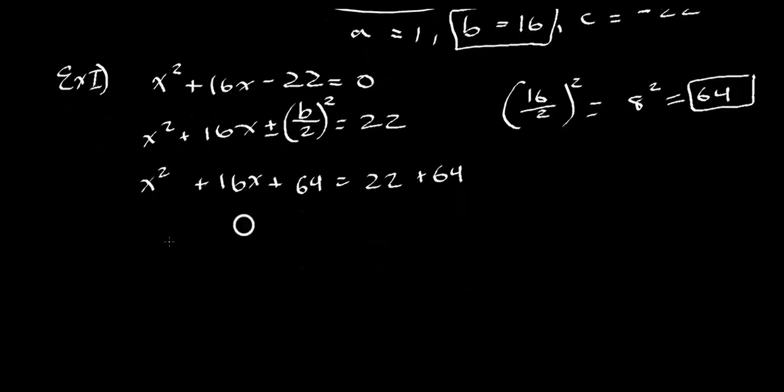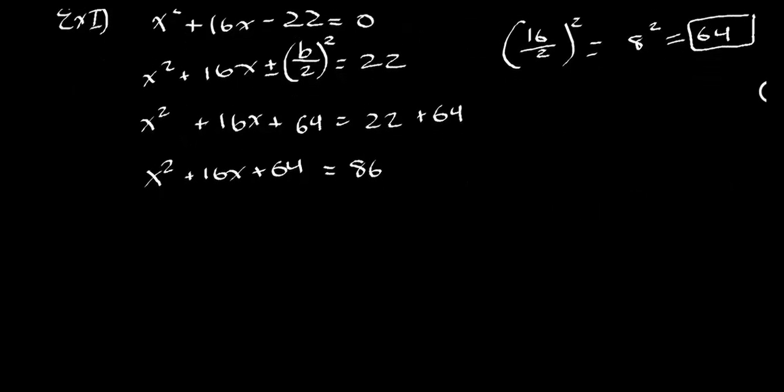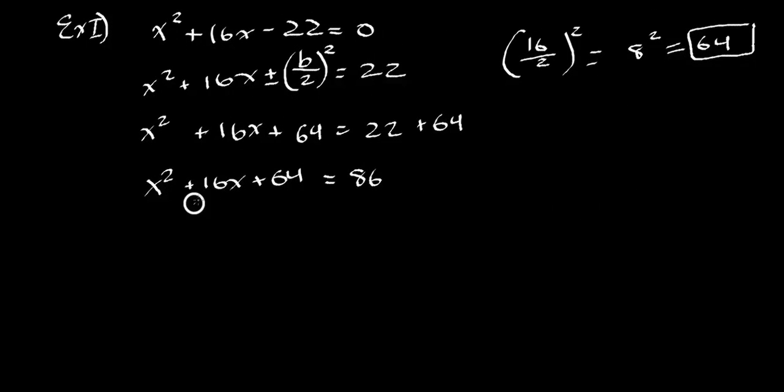Okay? So let me just copy this. Alright, what's 22 plus 64? That's 86. Okay, great. Now, if you look on this side for a second, you might be thinking, oh wait, I can factor this. 64 is 8 times 8, and 8 plus 8 gives you 16. So it's really x plus 8 and x plus 8, and you can rewrite this as x plus 8 squared. They're the same.